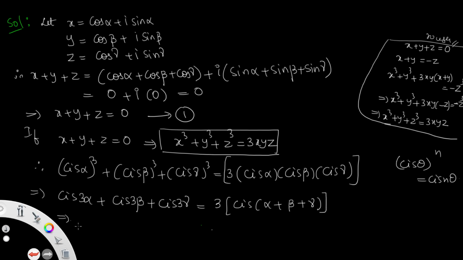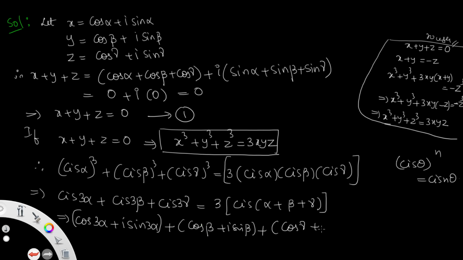Now the expanded form: cos 3 alpha plus i sin 3 alpha. Similarly this is cos 3 beta plus i sin 3 beta, plus this is cos 3 gamma plus i sin 3 gamma, equal to 3 times of cos of alpha plus beta plus gamma plus i into sin of alpha plus beta plus gamma.